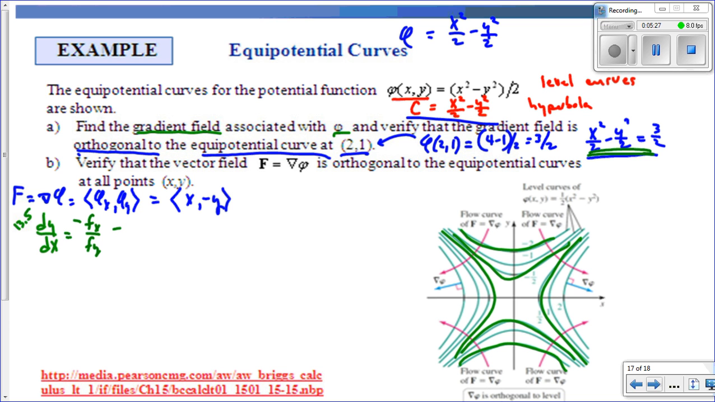So finding that partial with respect to x of this function would just be x. So I've got the negative x on the top, and then the partial with respect to y is negative y. So x over y is the slope of the tangent line of the level curves, or equipotential curves.